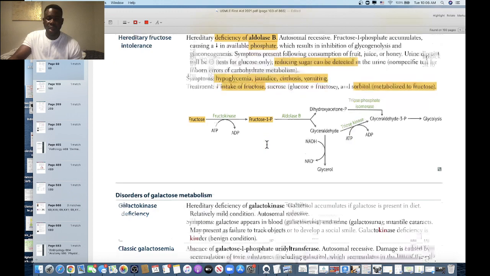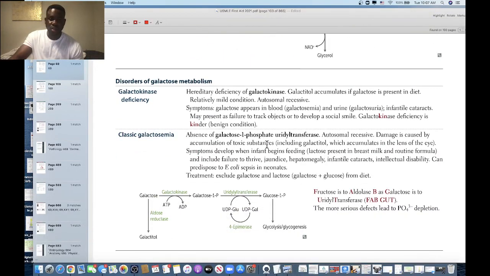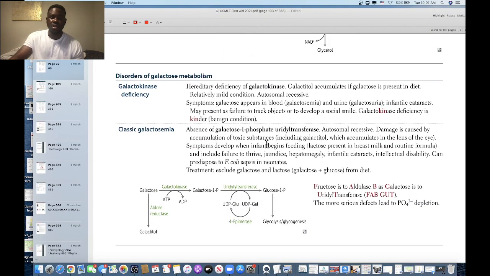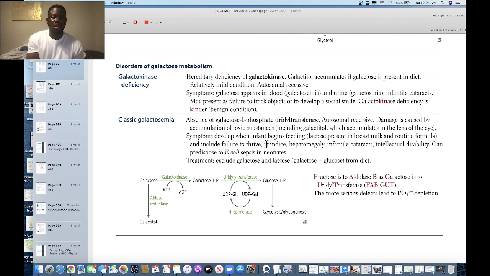Now, let's look at disorders of galactose metabolism. One of them is galactokinase deficiency. The second one is classic galactosemia. Let's look at the difference. Galactokinase deficiency is a hereditary deficiency of galactokinase, and galactitol will accumulate.